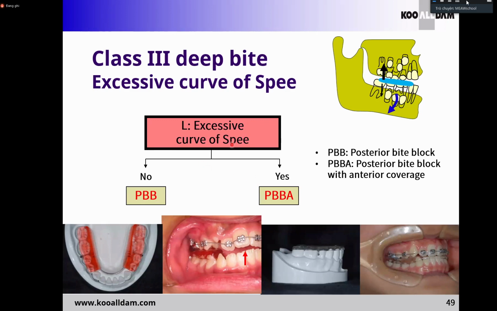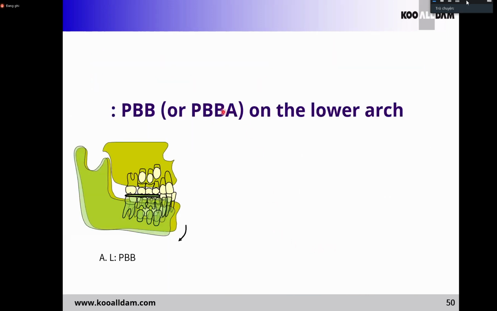So this means you should change the lower appliance, like a posterior bite block with the anterior coverage. It is similar to a splint. However, there is no indentation and it has a flat surface. So this is PBB or PBBA on the lower arch. It may cause the mandible to move backward. It is good for class 3 treatment.